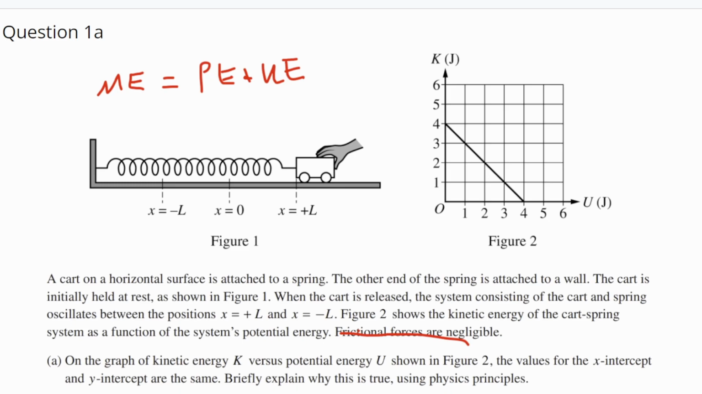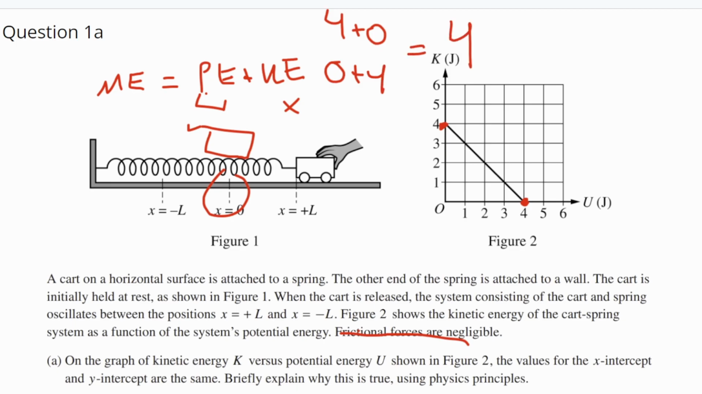So first let's look at plus L. Before we release the cart, all of the energy is going to be potential because the cart is not moving, so there cannot be kinetic. But then when we're at the equilibrium point, the cart will be moving at full speed, but there will be no potential energy, so it will be all kinetic energy. Those represent the 2 points: the point where there's no potential and all kinetic, and the point where it's all potential and no kinetic. And these 2 points will obviously have the same values because mechanical energy has to be the same. So 4 plus 0 or 0 plus 4 both equal 4, which is why they're the same value.